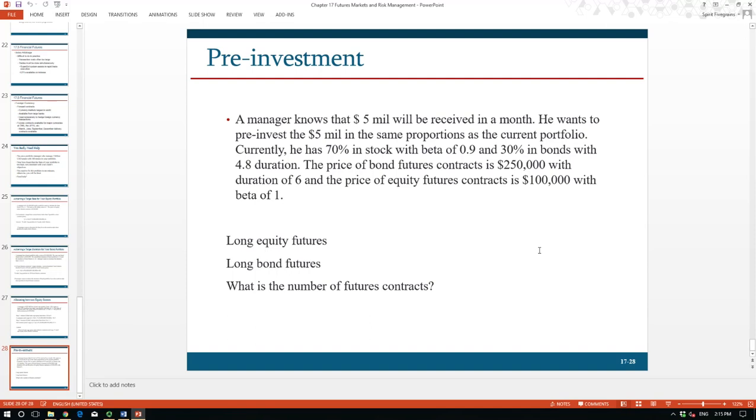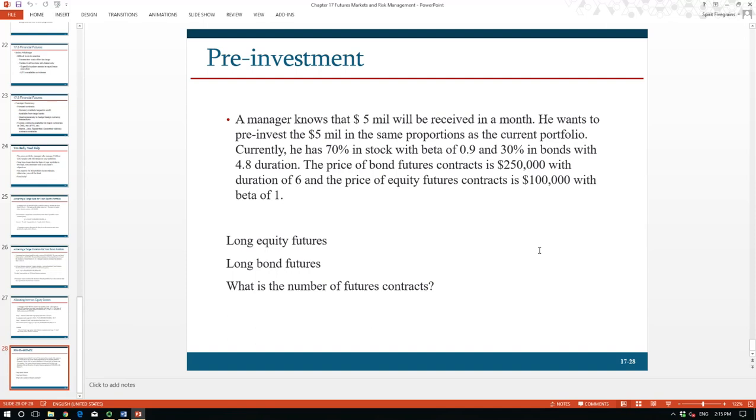And your goal is to replicate the structure of your current portfolio for your clients, so your clients can enjoy the positive return for the next month, even though the money is still on the way, right? So here's your portfolio. You have 70% in stocks with beta of 0.9, 30% in bond with 4.8 duration, right? And you have some basic information about the bond futures contract and the equity futures contract, right?